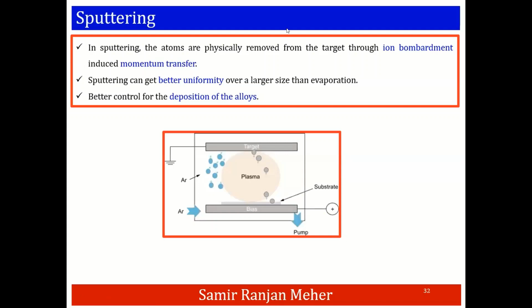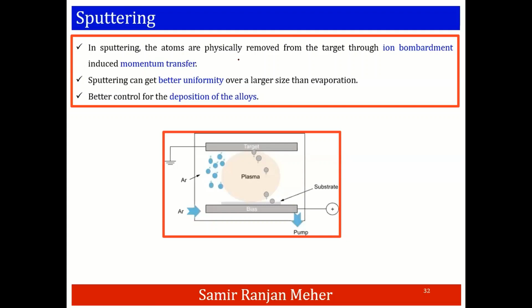So shall we start? Yes, sir, we can. Okay. So we discussed the vacuum-based deposition technique. One was thermal evaporation, and we also discussed the different ways to get the vacuum and how to measure it. So let us discuss the next type of vacuum-based deposition technique, which is sputtering.